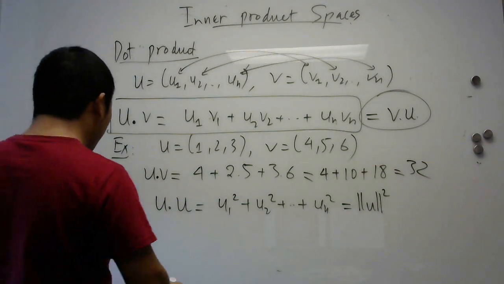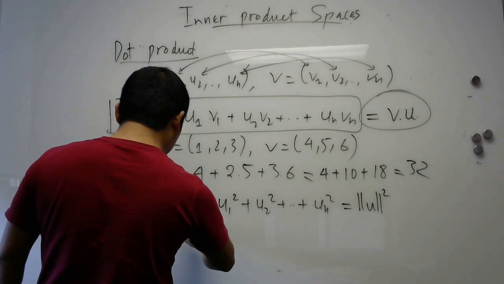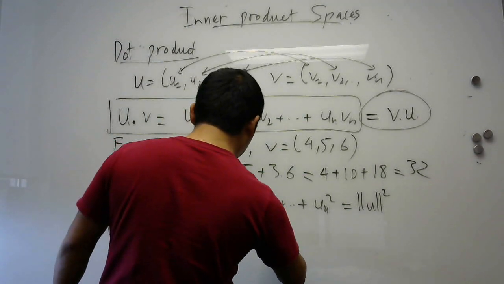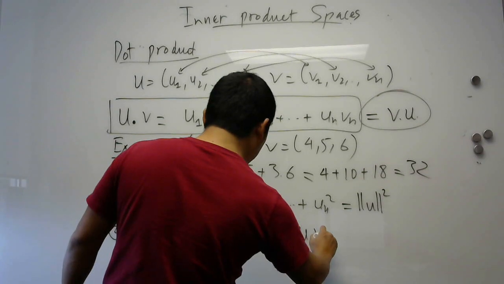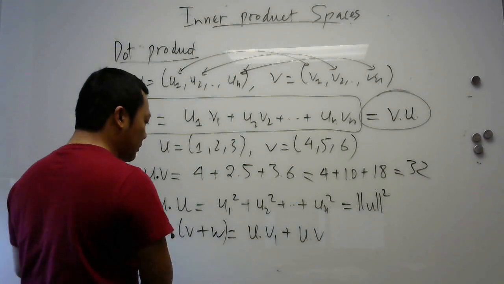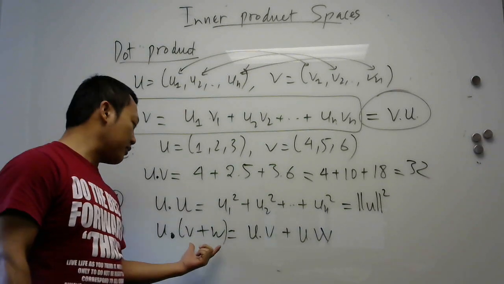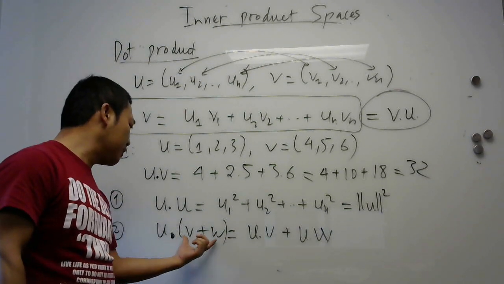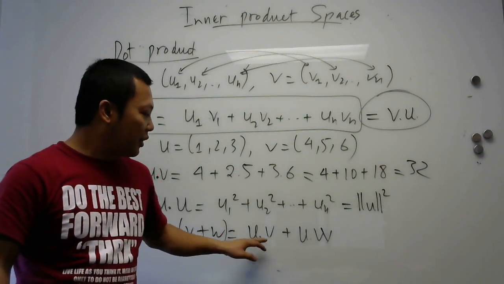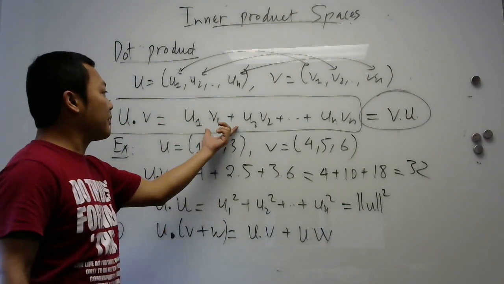Next, you have the dot product of u with the sum of v and w. Let me use v and w so you will not be confused. That means if you consider the dot product of u with the sum of v and w, you just need to find two dot products, u with v and then u with w. That is a very simple property from the definition.